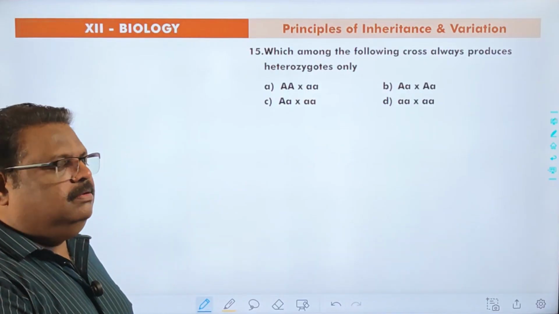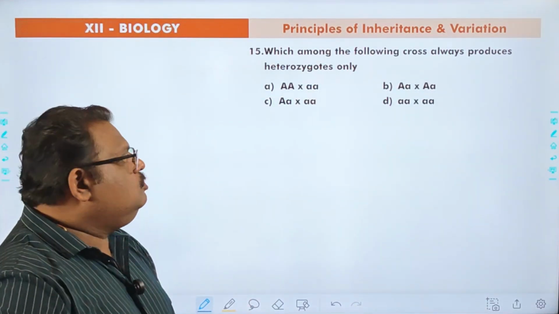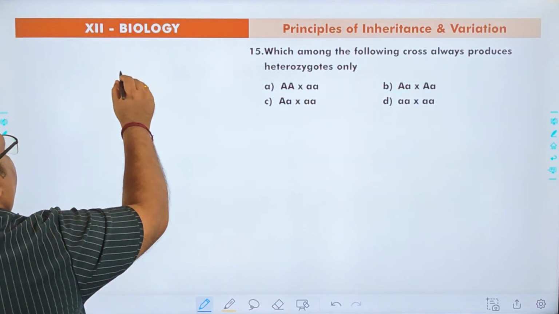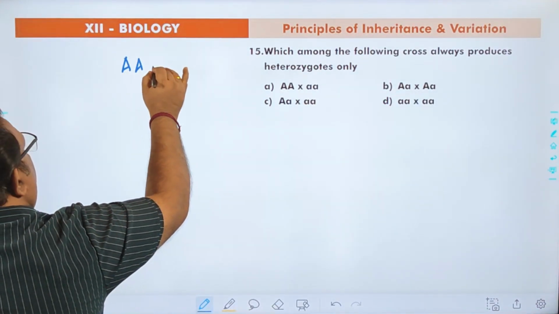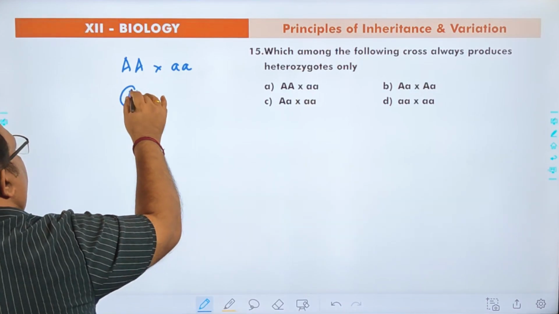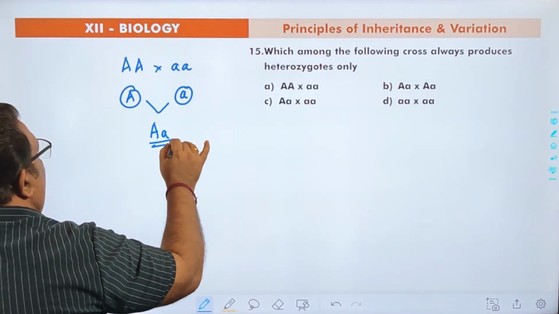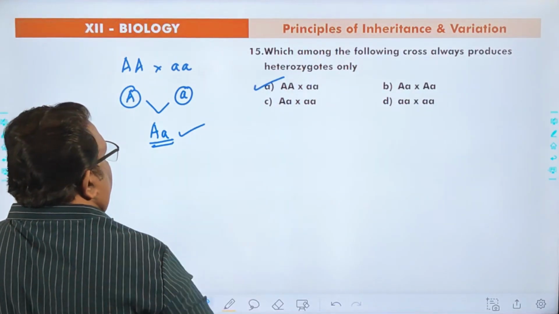Next one, a very simple question. Which among the following cross always produces heterozygotes only? Let's look at each one. Capital A into small a, small a. So here the gamete is capital A, gamete is small a, always having capital A, small a only. So this is the answer.